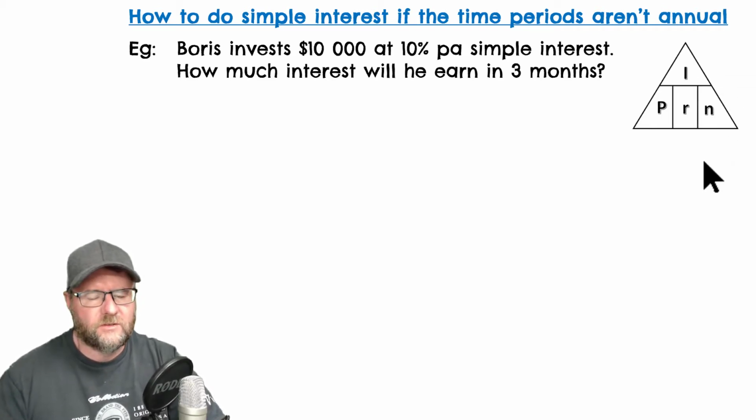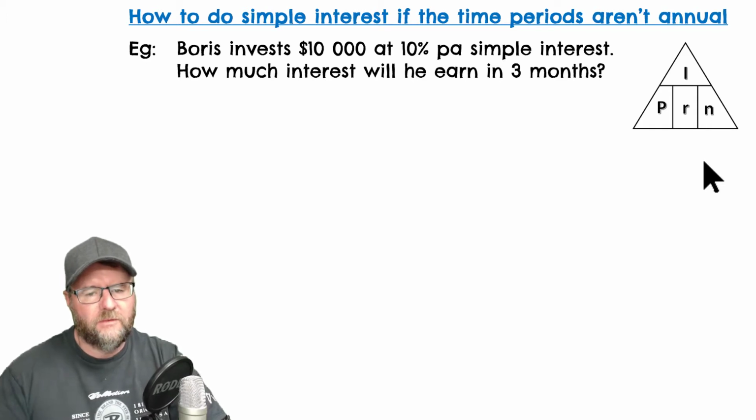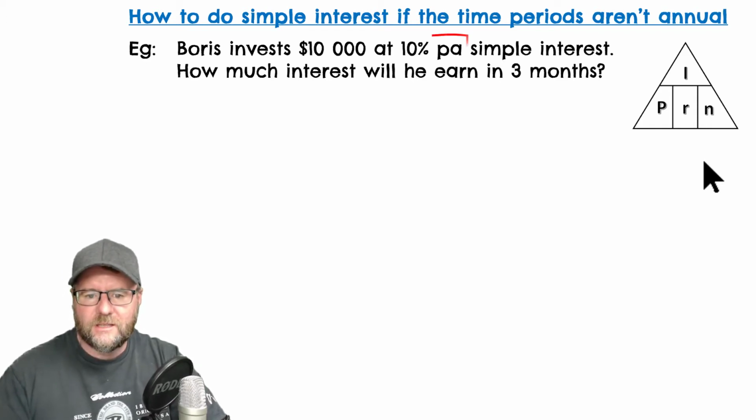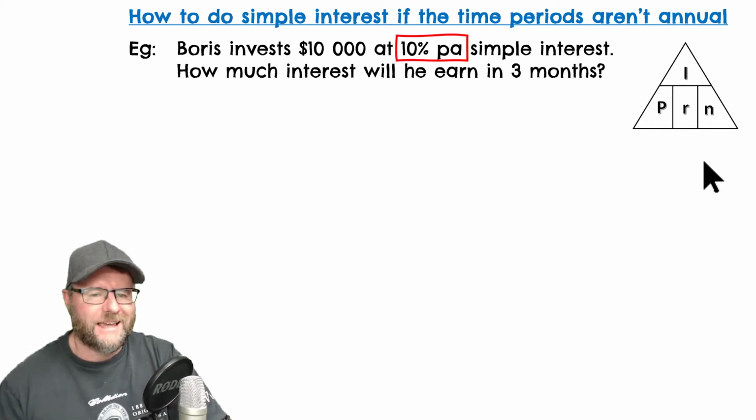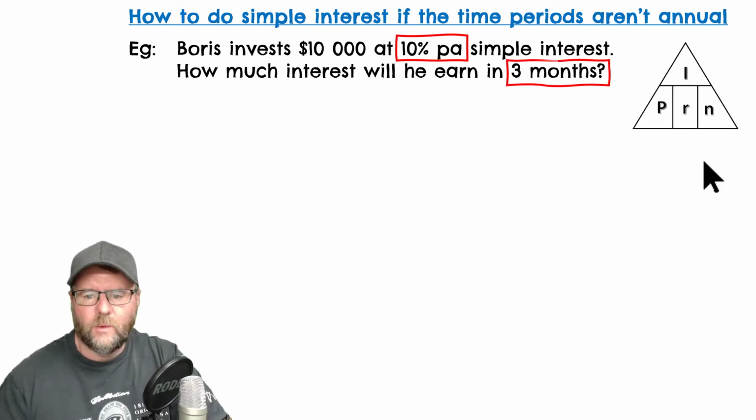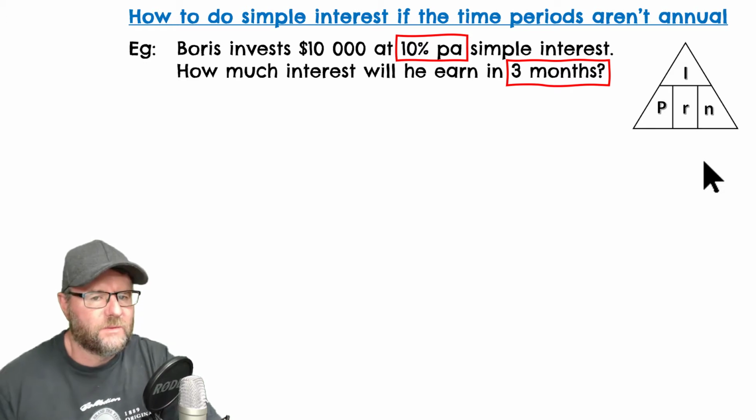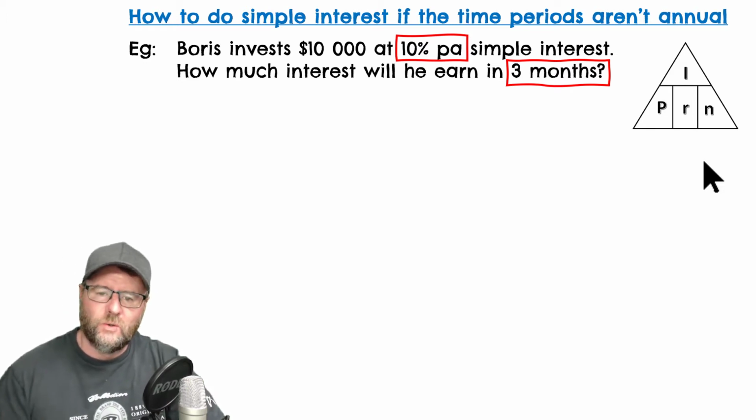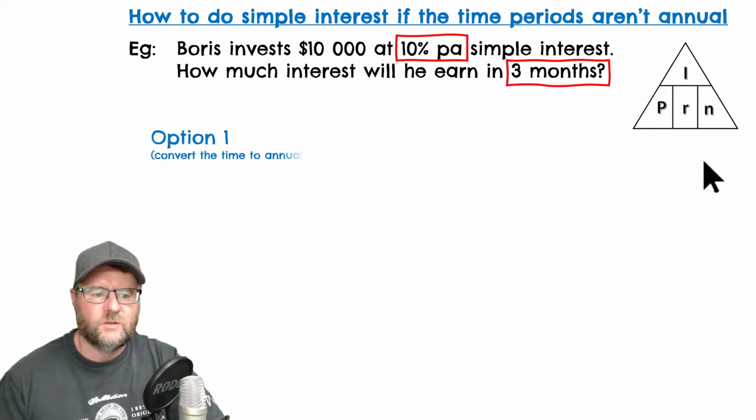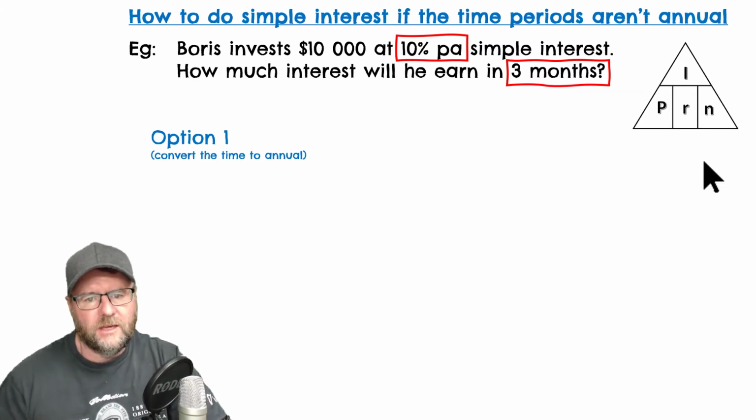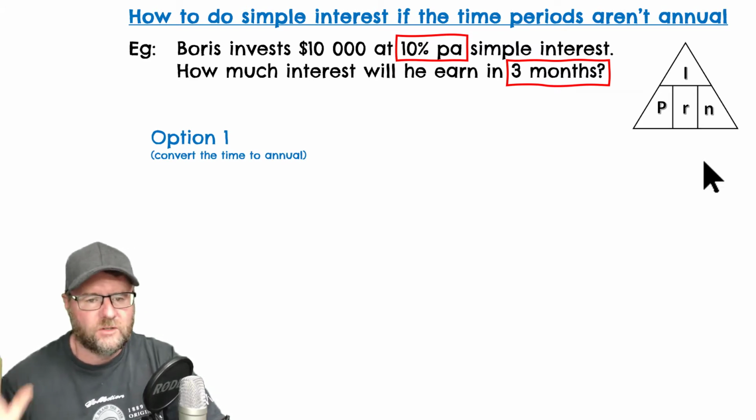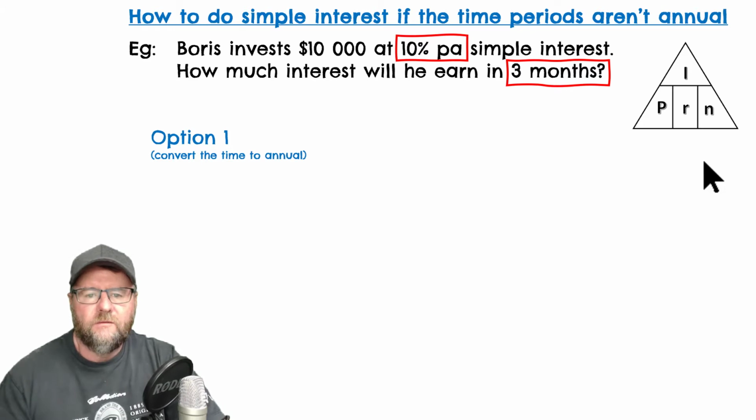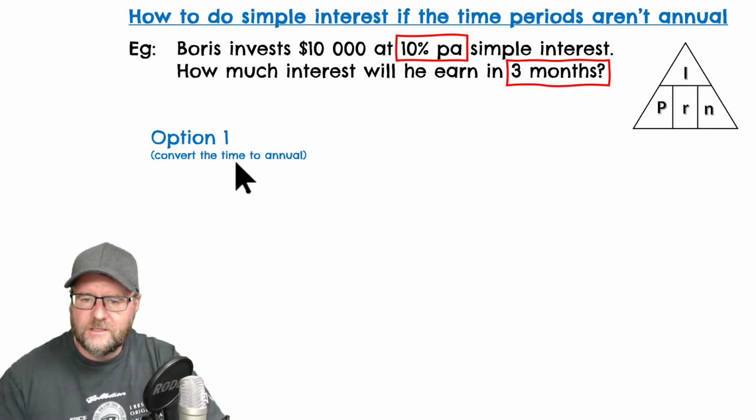Well, we can use our simple interest triangle to solve this, but before we go any further, hopefully you can see the problem. Our interest rate is an annual amount, per annum, but our time periods are actually months. So before we go ahead and solve this, we've got to do a little bit of modifying. Now, there are two options, two ways you can do this. Option one, I think, is probably the easiest most of the time, but if you prefer option two, go for it.